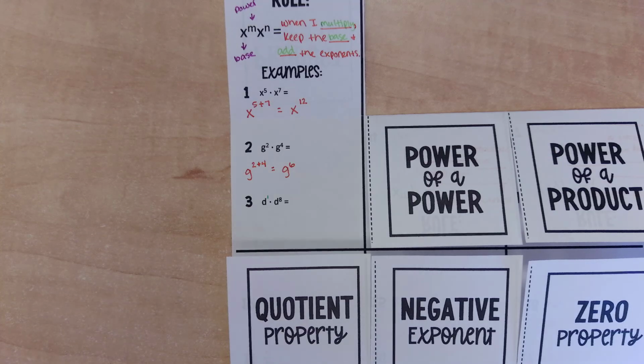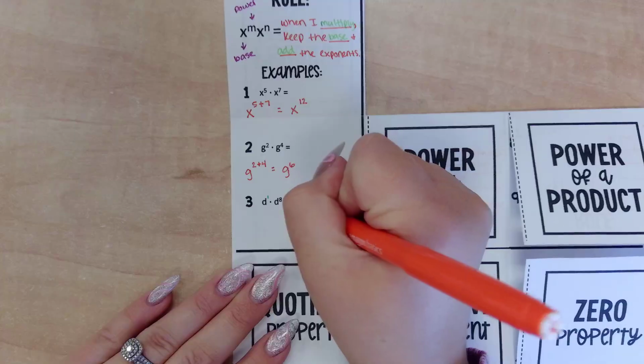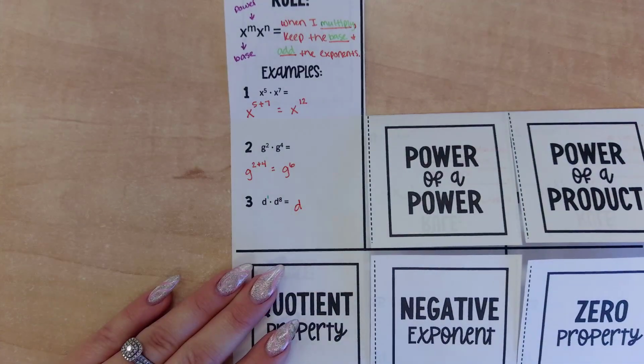When I multiply, keep the base. Oh, let me change colors here. Keep the base, add the exponents. Now I'm going to graduate you up a step.